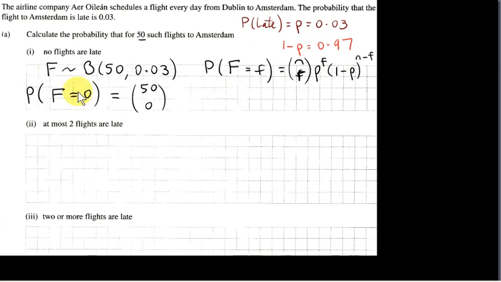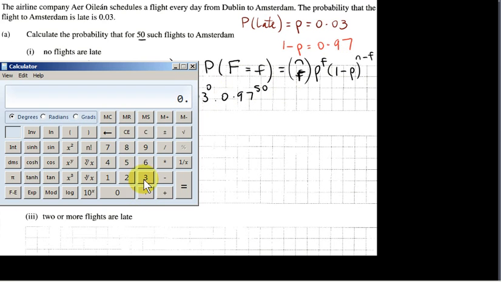So anyway, we put 0 in for little f. p, the probability that a flight is late, is 0.03. 1 minus p is 0.97. n minus f is 50 minus 0, which is 50. So basically, our calculation boils down to 0.97 to the power of 50. The binomial coefficients are 1 and 1. So we have 0.97 to the power of 50. To 4 decimal places, we get 0.2181.